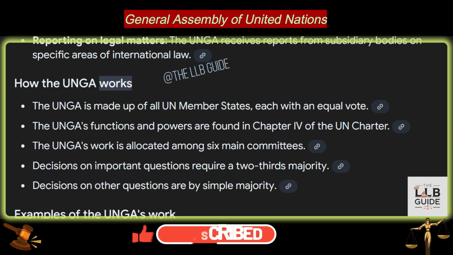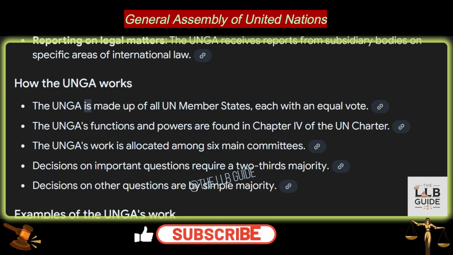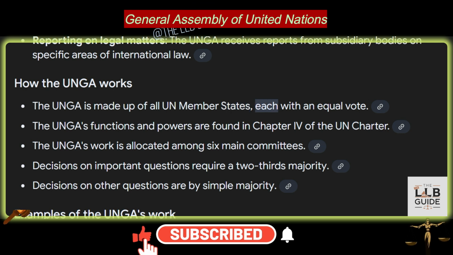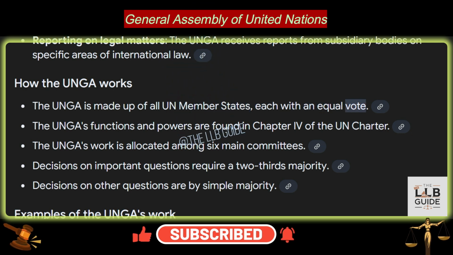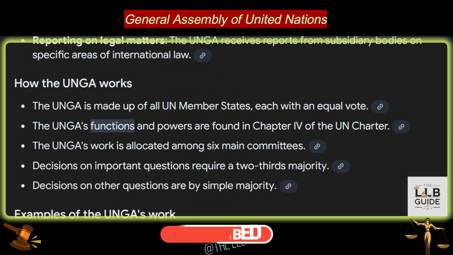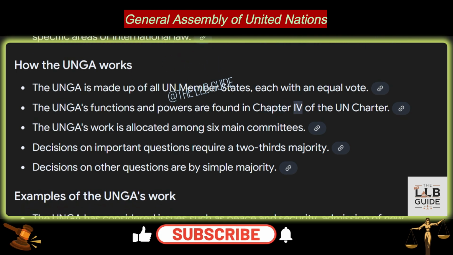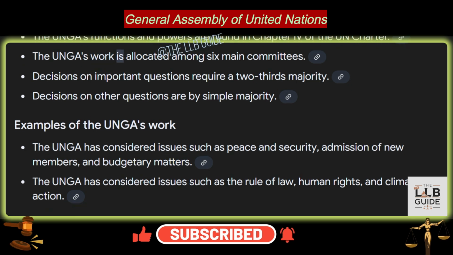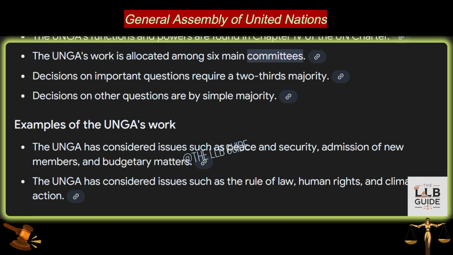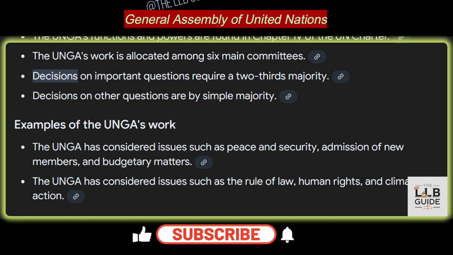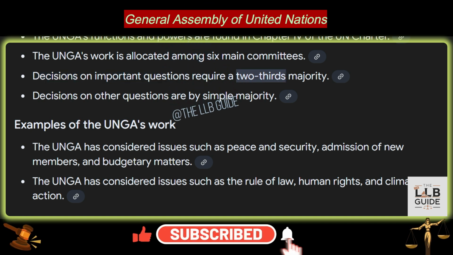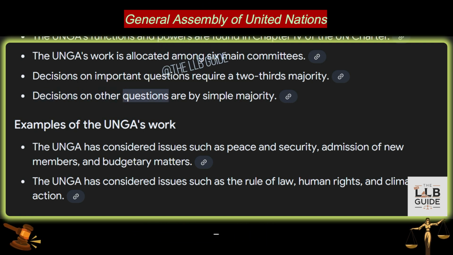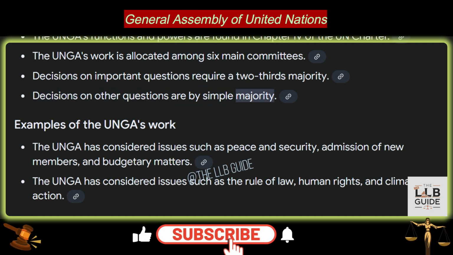How the UNGA works. 1. The UNGA is made up of all UN member states, each with an equal vote. 2. The UNGA's functions and powers are found in Chapter 4 of the UN Charter. 3. The UNGA's work is allocated among 6 main committees. 4. Decisions on important questions require a 2/3 majority. And 5. Decisions on other questions are by simple majority.